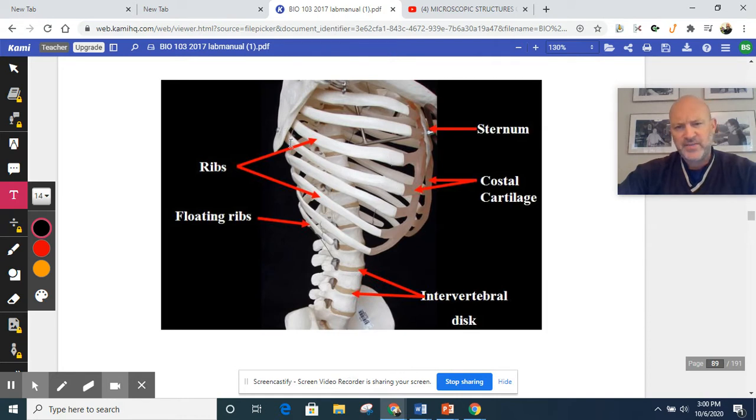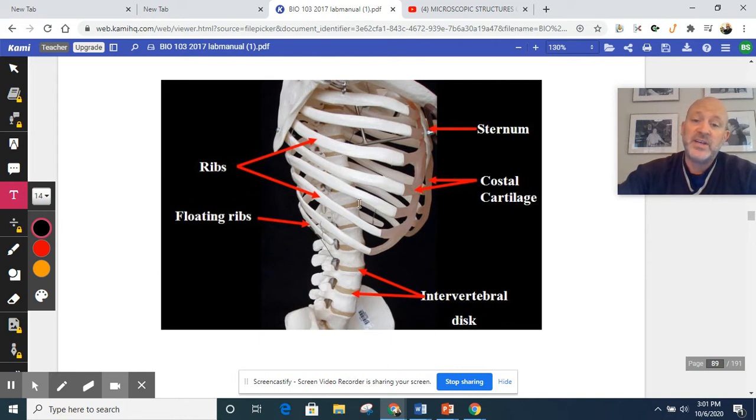This is a side view of the rib cage. Okay, so we have the ribs here, you can clearly see, and the ribs articulate with the sternum through what is called costal cartilage. So there's cartilage that connects to the sternum in between the ribs.